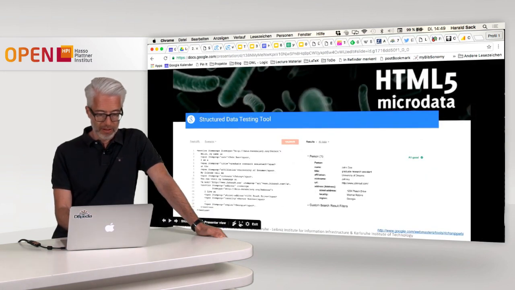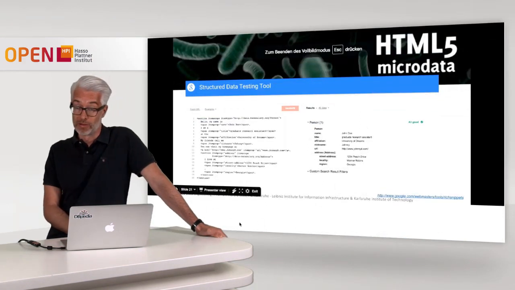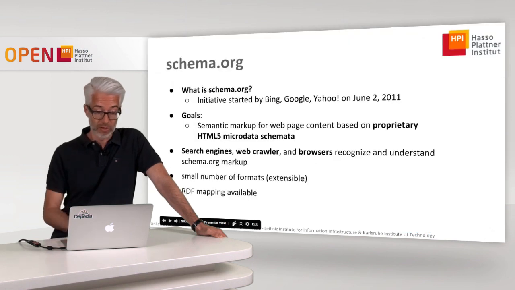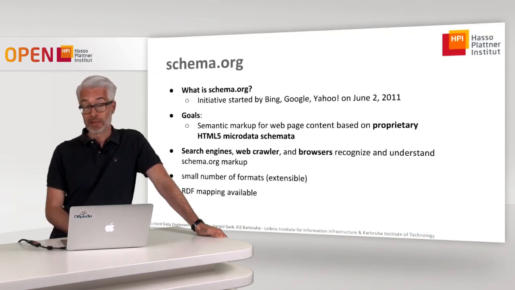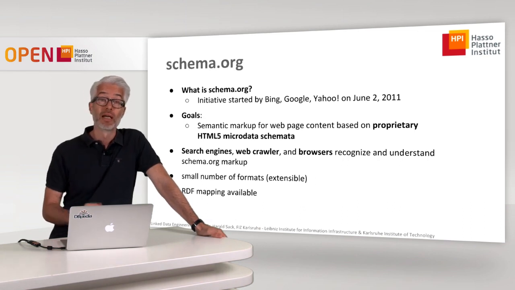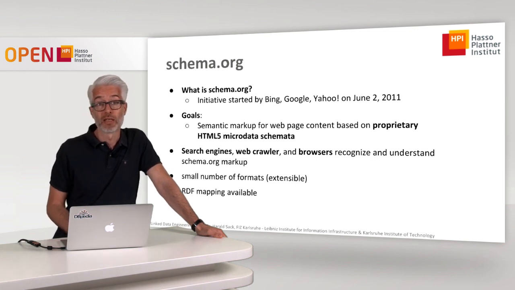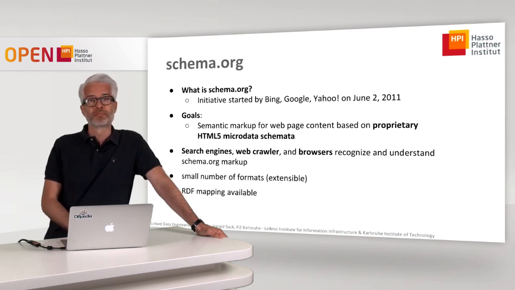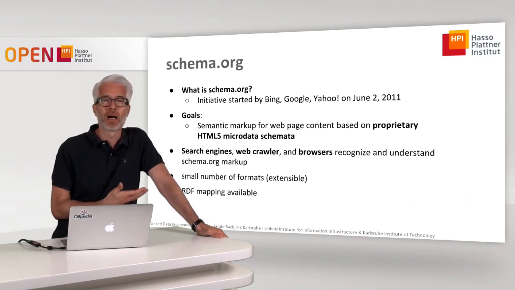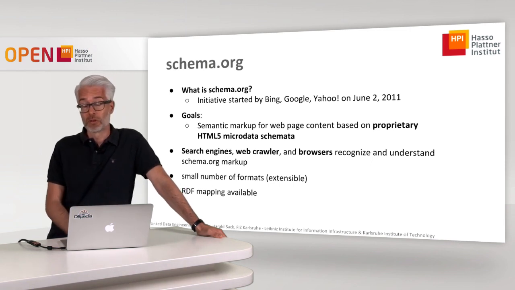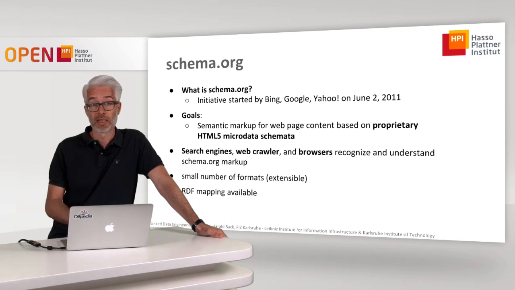Okay, let's continue to the most prominent microdata vocabulary. And the most prominent vocabulary is, as I've already told you, schema.org. Schema.org is a vocabulary which was started on an initiative of Bing, Google, and Yahoo, which were in 2011 the major search engines. This is now about 5 years ago. And the goal, of course, was to create some kind of semantic markup for web pages based on proprietary HTML microdata schemata. So they did not agree to RDF, but they are using schema.org nevertheless.